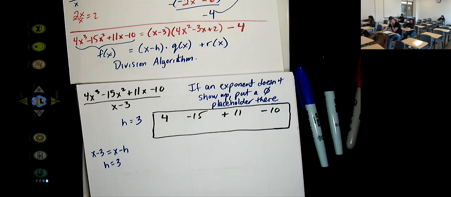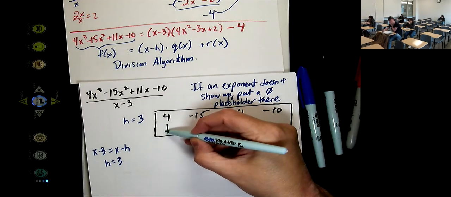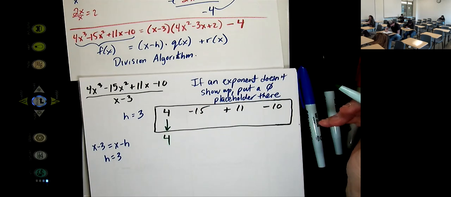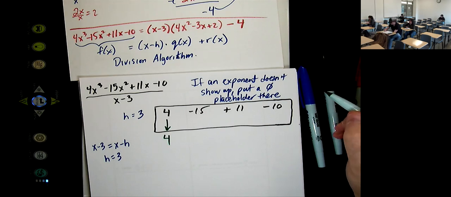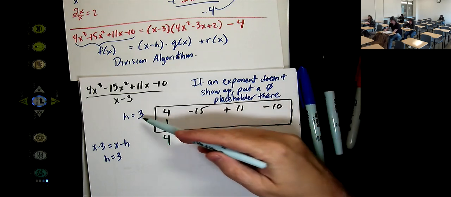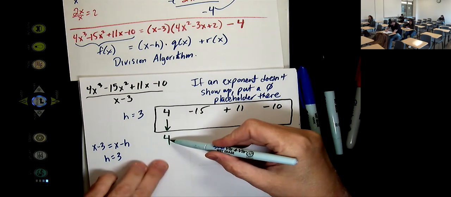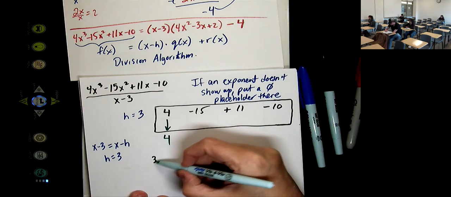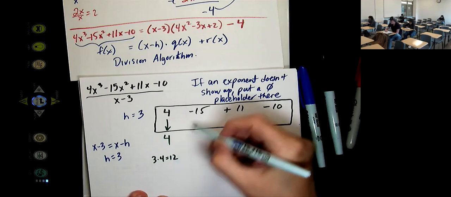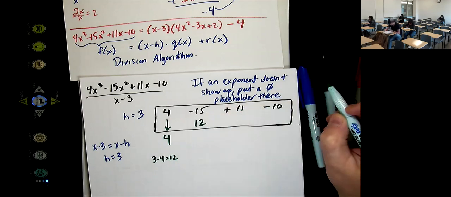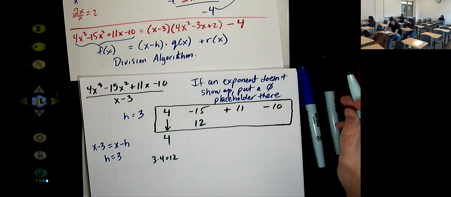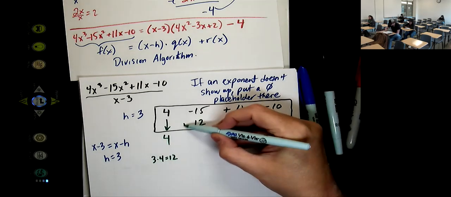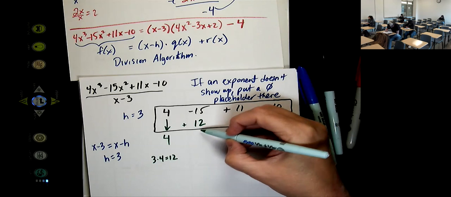The procedure goes like this. Just bring the first number down. It just comes down. Then we take the thing on the outside and multiply by the number here. So 3 times 4 equals 12. I'm going to put 12 here. And I'm going to add. Negative 15 plus 12 is negative 3.